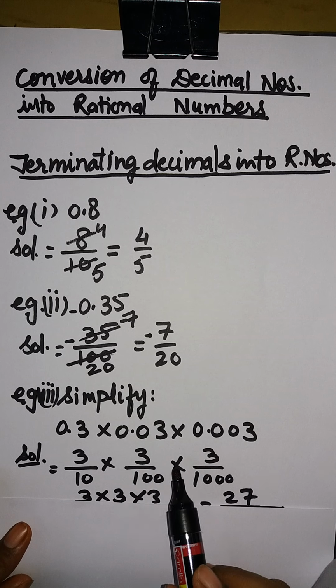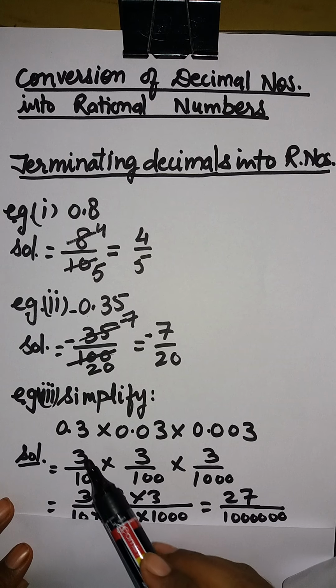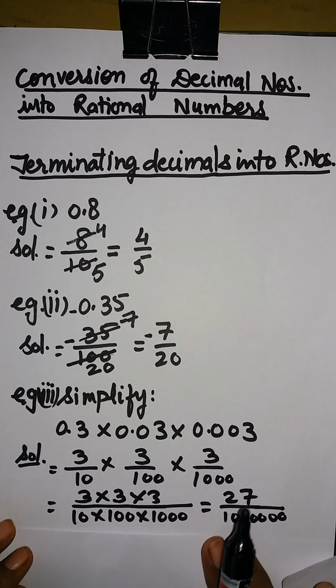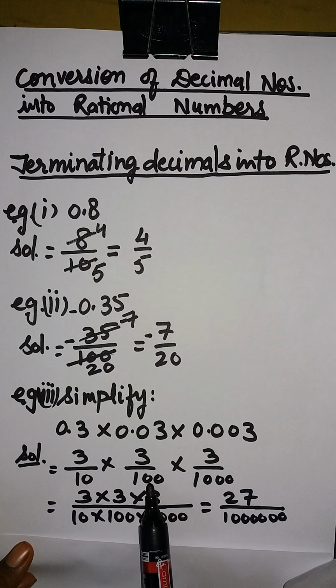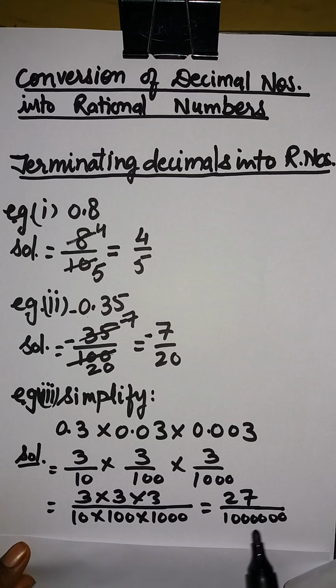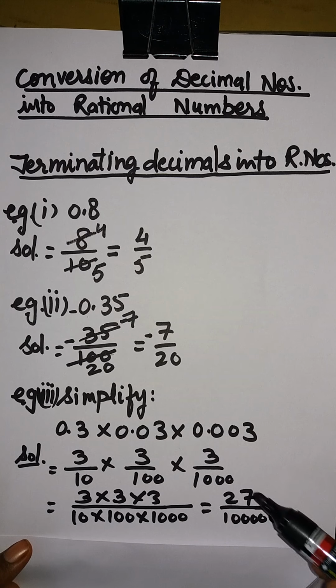The product sign is written, so we multiply. There can be any other sign also. So 3 multiplied by 3 multiplied by 3, we get 27. And the denominators 10, 100 and 1000 when multiplied, we get this number. So the final answer is this.